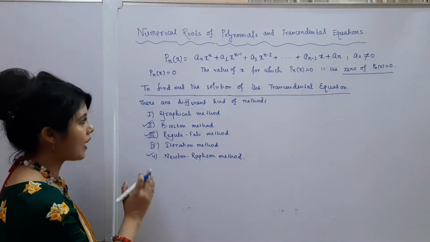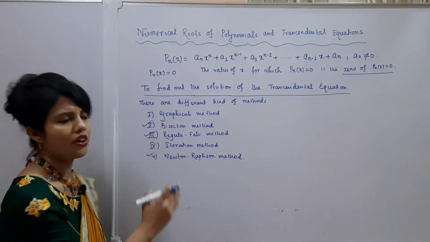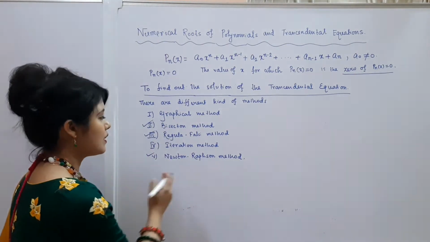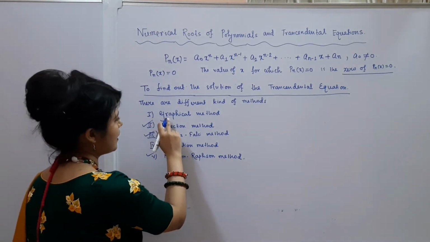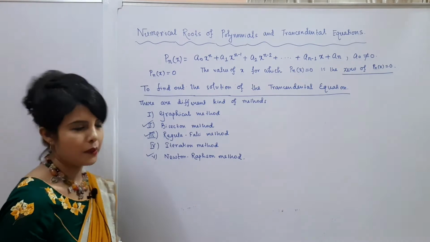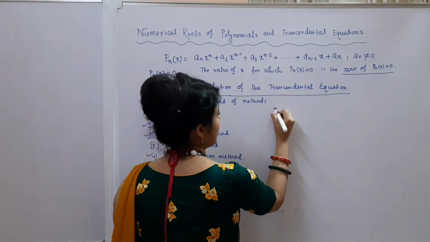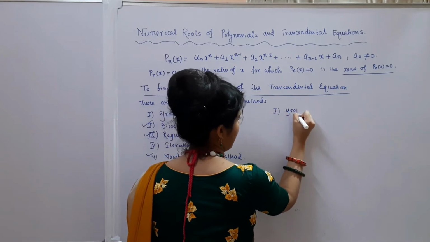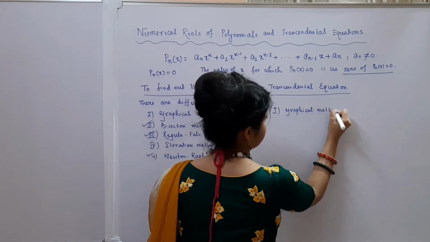So you have to find the solution of the transcendental equation using the bisection, regula-falsi or Newton-Raphson method. But I am going to give a very short description of the graphical method. So first is the graphical method. It is very easy.